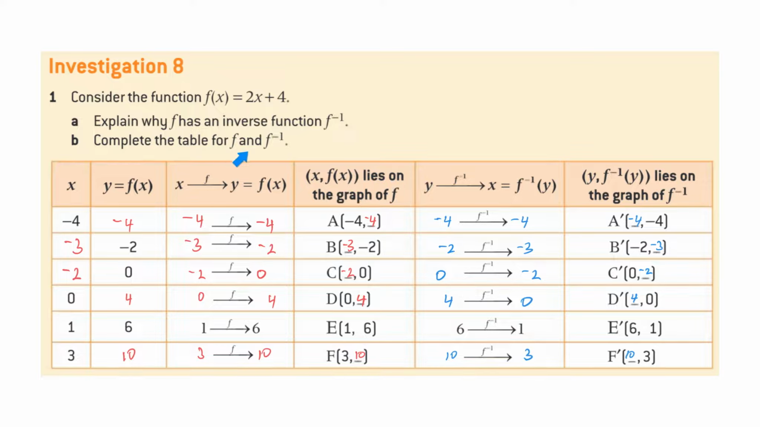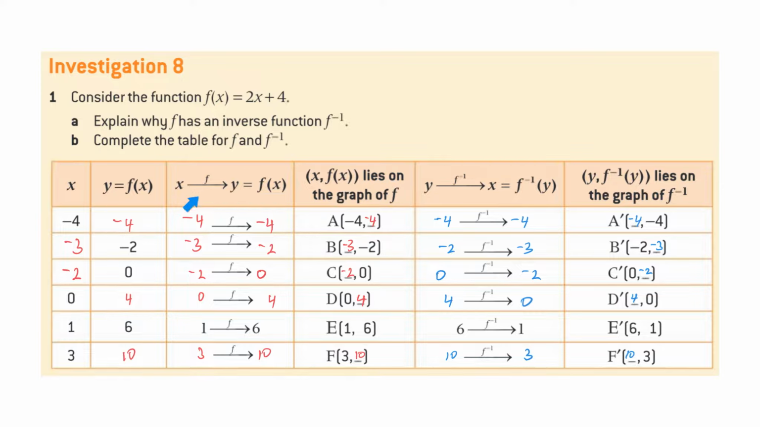B. Complete the table for the function and for the inverse function. Okay, so what was given in the book was just these black numbers here. And I needed to fill in the red numbers for the function, and I put the blue numbers in for the inverse function. This is our function. They gave us minus 4, so you put minus 4 in there, you get minus 8 plus 4 is minus 4. That's the x value, that's the function value.